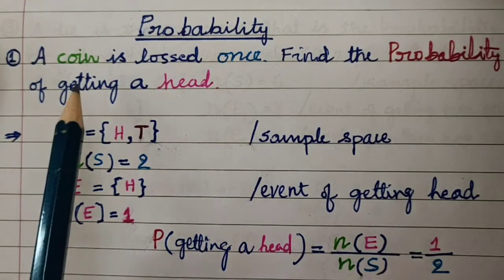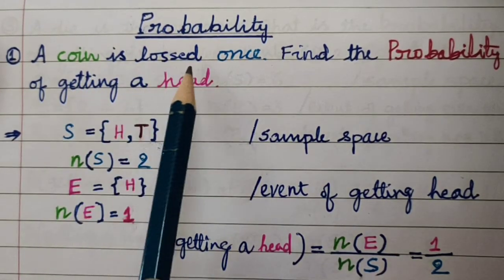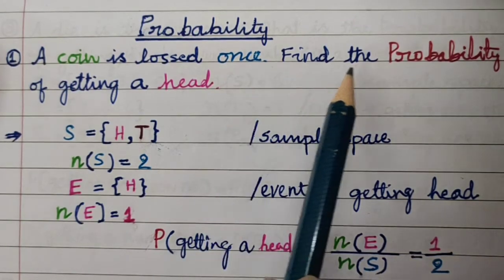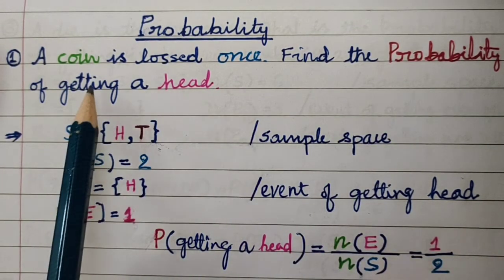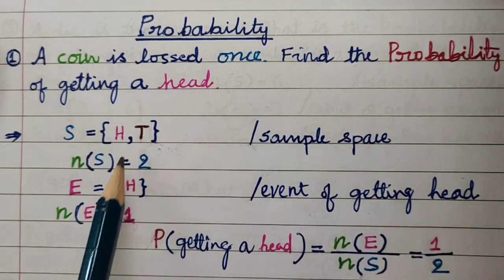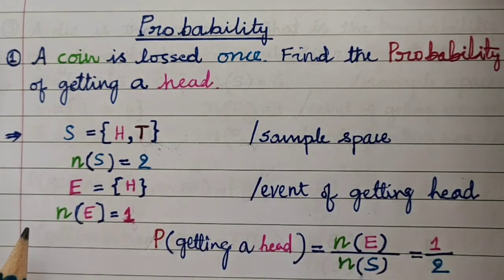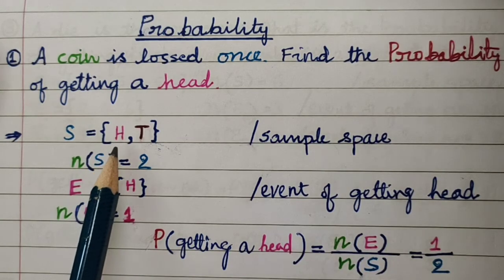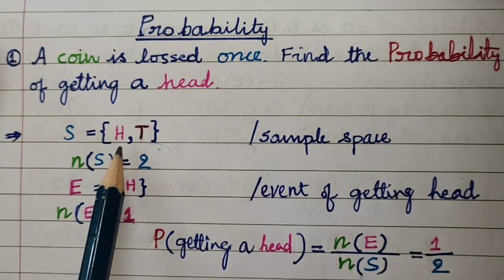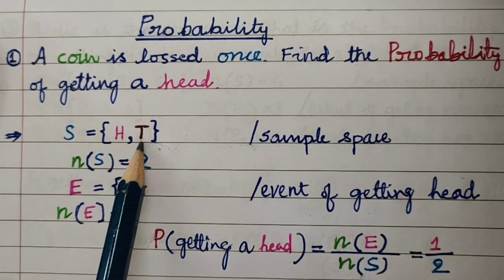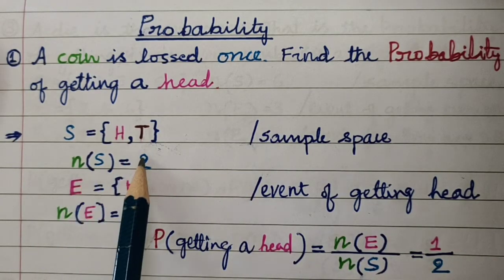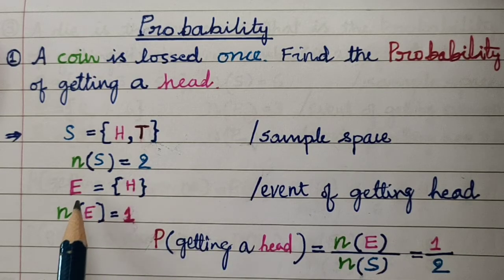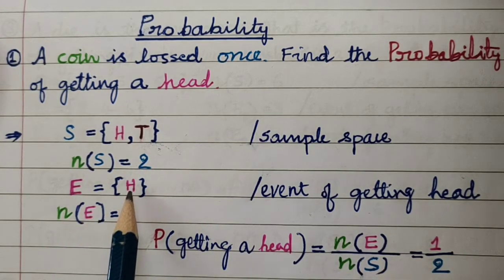Probability. A coin is tossed once. Find the probability of getting a head. S is the set of all possible outcomes. When you toss the coin, you might get head or tail. This is the sample space. N of S is equal to 2. There are two possibilities.